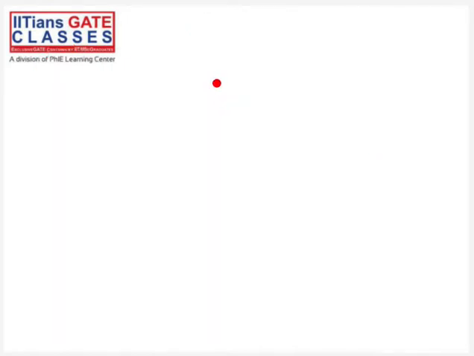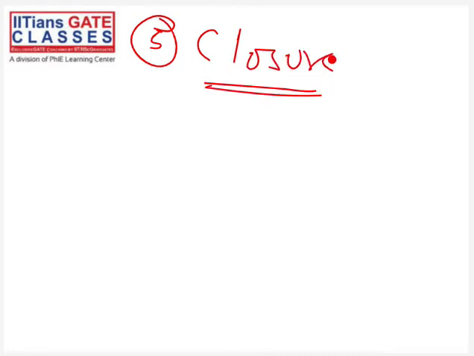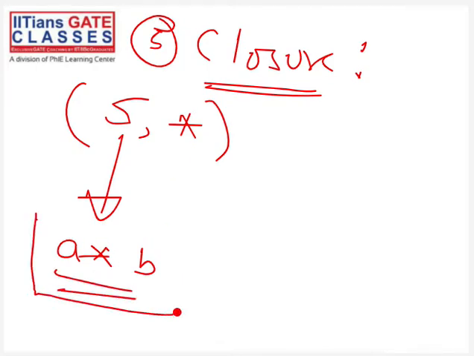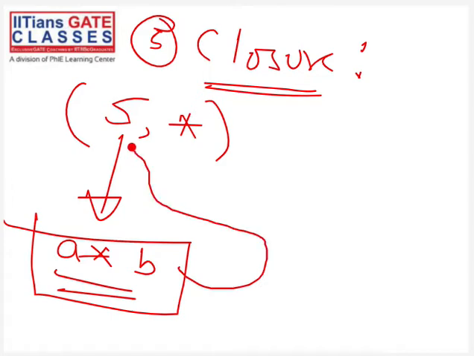Okay, let's see. You have seen all the 5 properties, and the last property is closure. So what is this closure property? This is very easy. You have some base set and you have some operation. Then if you take any two elements from this base set and you apply this operation, then this result must also belong to S.